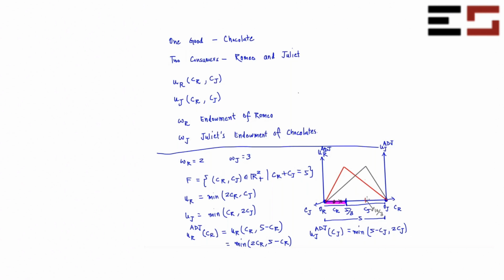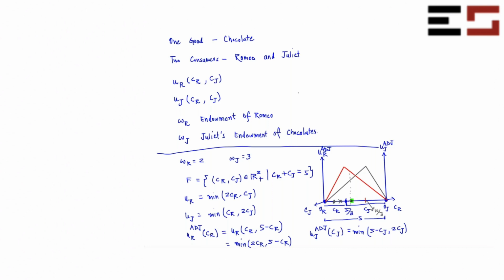By symmetry, no allocation where CJ is less than 5 by 3, or you can say CR is greater than 10 by 3, is efficient. So we have already ruled out this and we have ruled out this. Now these are the only ones that are left. Now let's check here. For example, is this Pareto efficient? That's right, very good. It is Pareto efficient, because if you move to the right, you will end up making whom worse off?